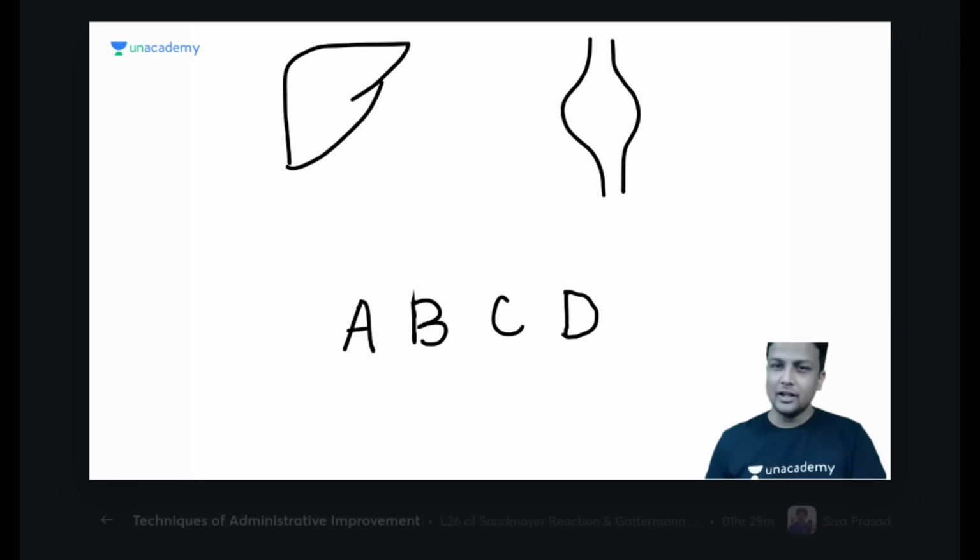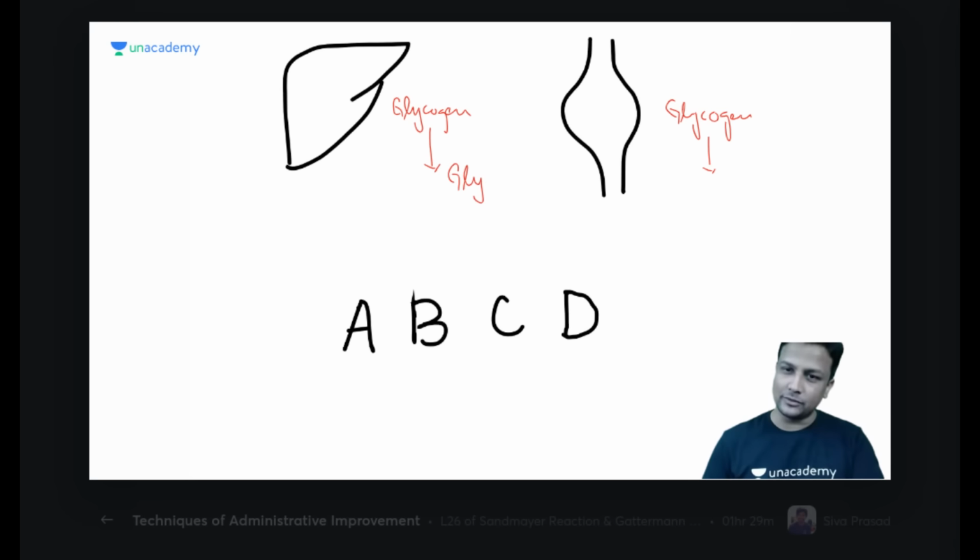Now, do you have glycogen in the liver? Yes, sir. Do you have glycogen in the skeletal muscle? Yes, sir. Glycogen will break down. What is the name of the enzyme?